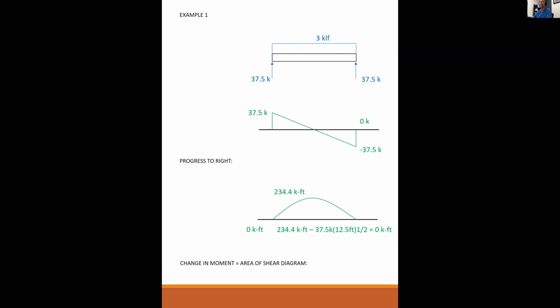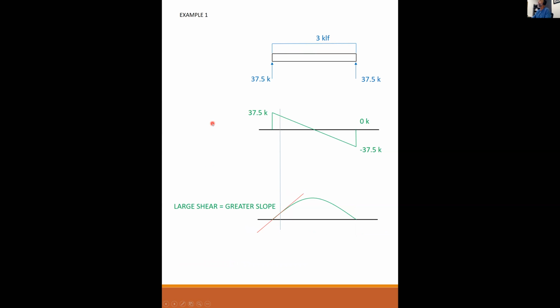Okay, let's go to our next example. Oh, before I do, one other point. Forgot about this. The slope of the moment diagram is equal to the magnitude of the shear diagram at that point. You can see they're intimately related. The differential of one is the magnitude of the other. The integral of the one is the magnitude of the other. They're related by integration and differentiation.